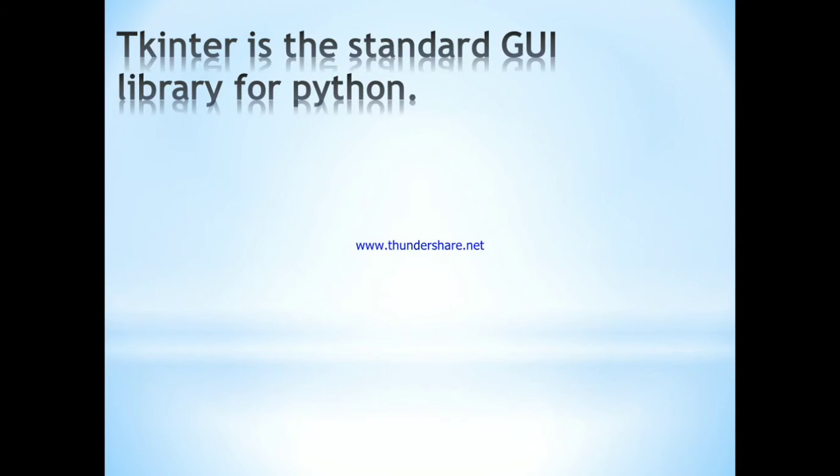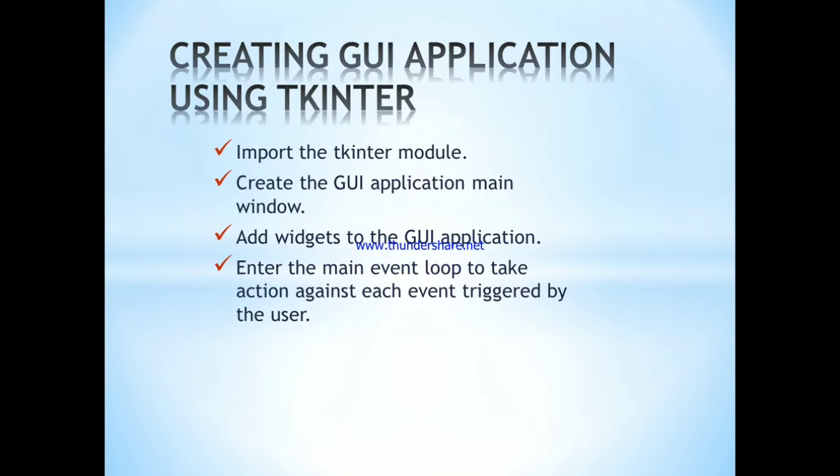Basically, Tkinter is the standard GUI library for Python. There are many options that can be used for creating GUI applications in Python, for example wxPython, JPython, and the best option is Tkinter. It is a standard GUI library that can be used for creating many GUI applications in Python. It comes built in with the Python module, and we use many widgets in Tkinter.